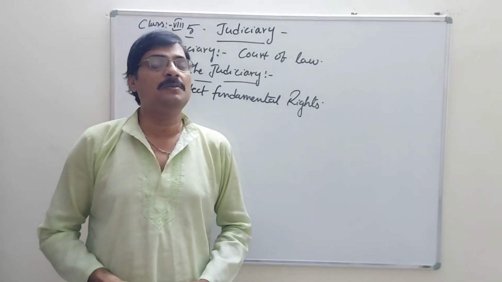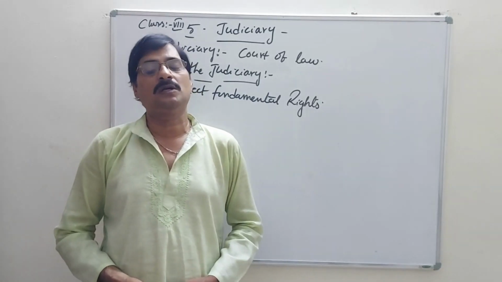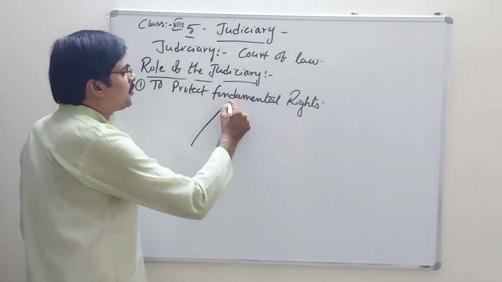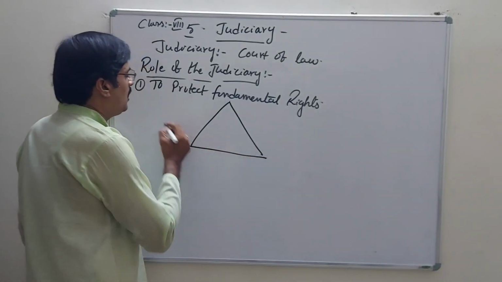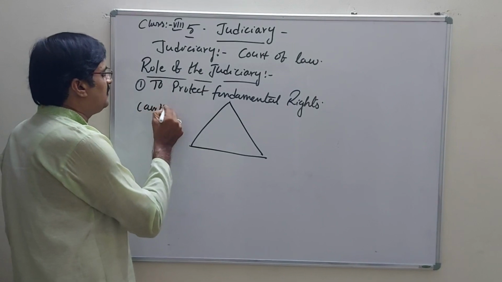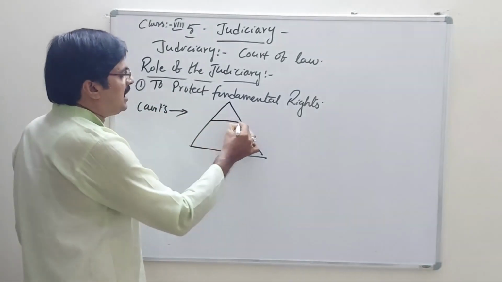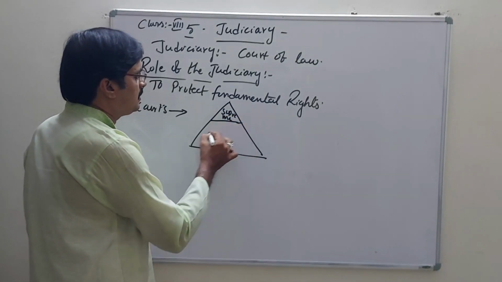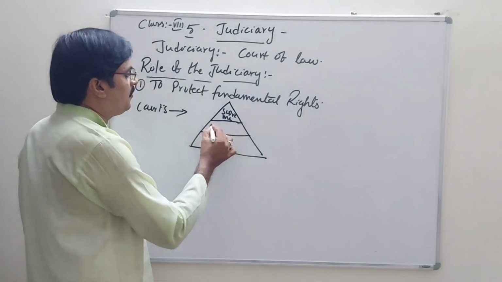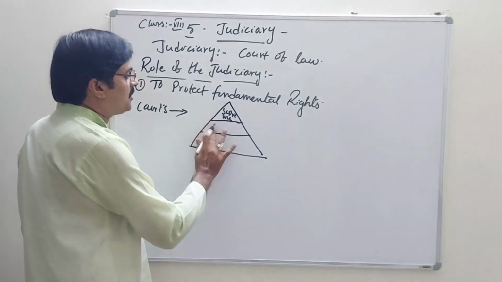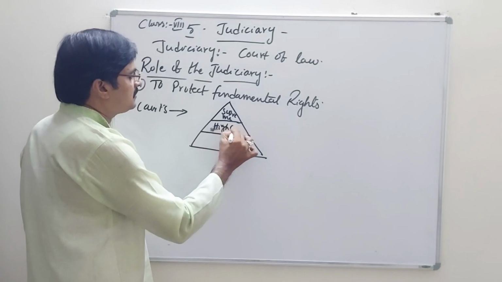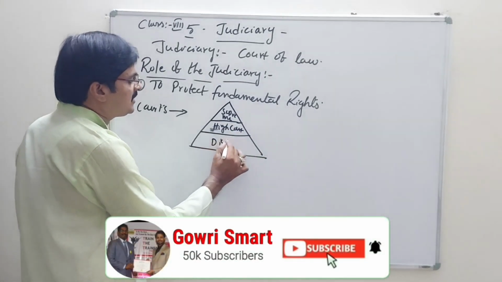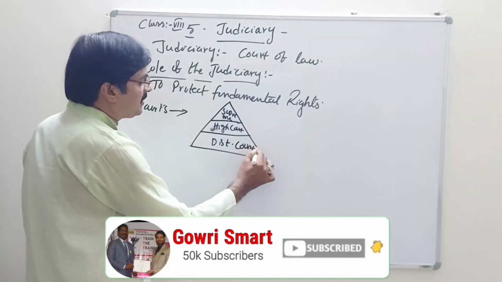Let us discuss the important points about the Supreme Court, High Courts and local courts. We have three types of courts in India. One is the ultimate court, the Supreme Court. Second, at the state level, we have the High Courts. And another is the district courts.